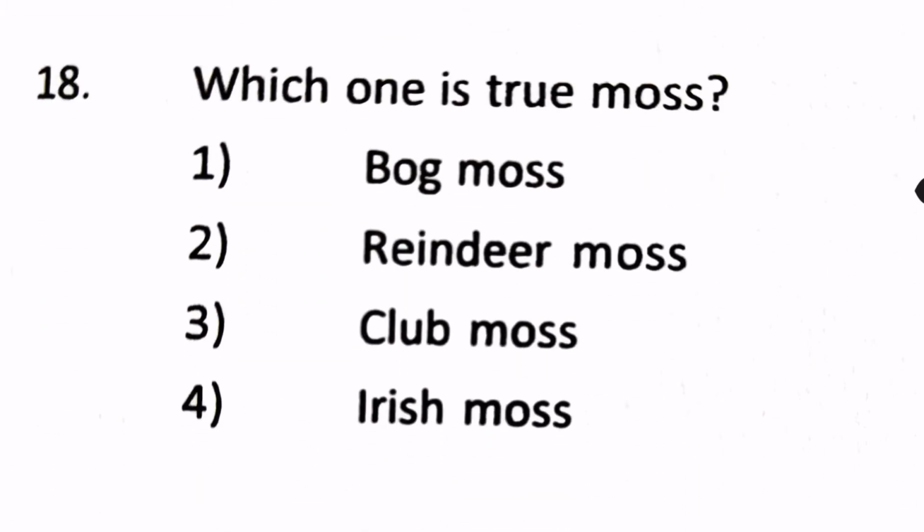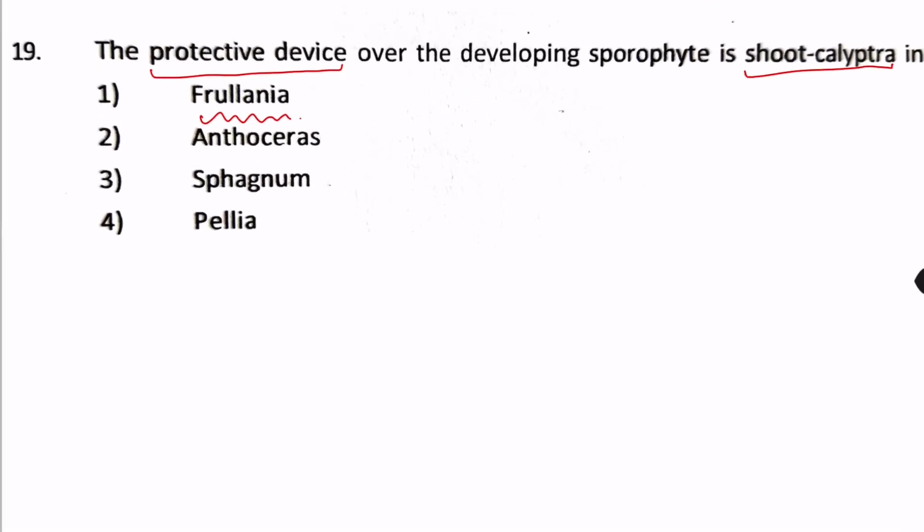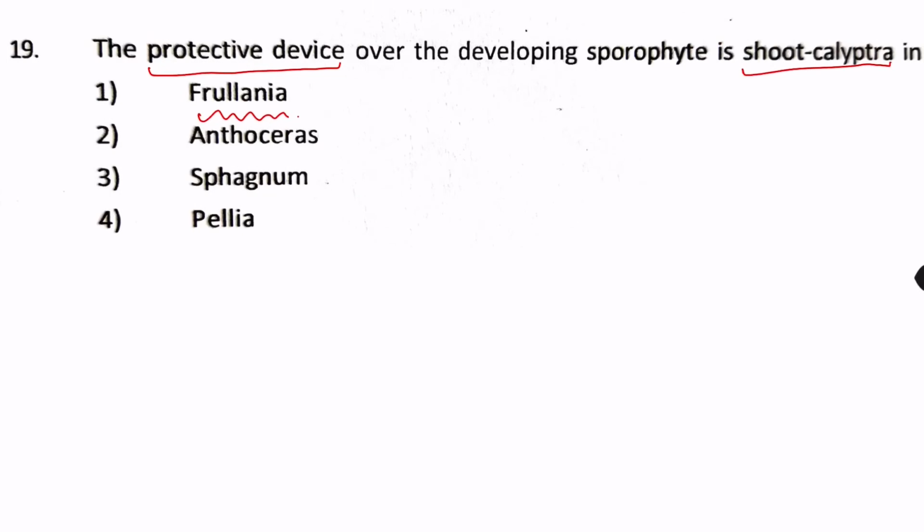Next is: which one is true moss? Again, the question is repeated, and we just did it, so we obviously know the answer is bog moss, which is Sphagnum. Next question: the protective device over the developing sporophyte is shoot calyptra in which? Shoot calyptra is a fact-based question, and shoot calyptra is actually found in Frullania. This we have to know, and Anthoceros, Sphagnum and Pteria don't have that. So the answer is number 1.